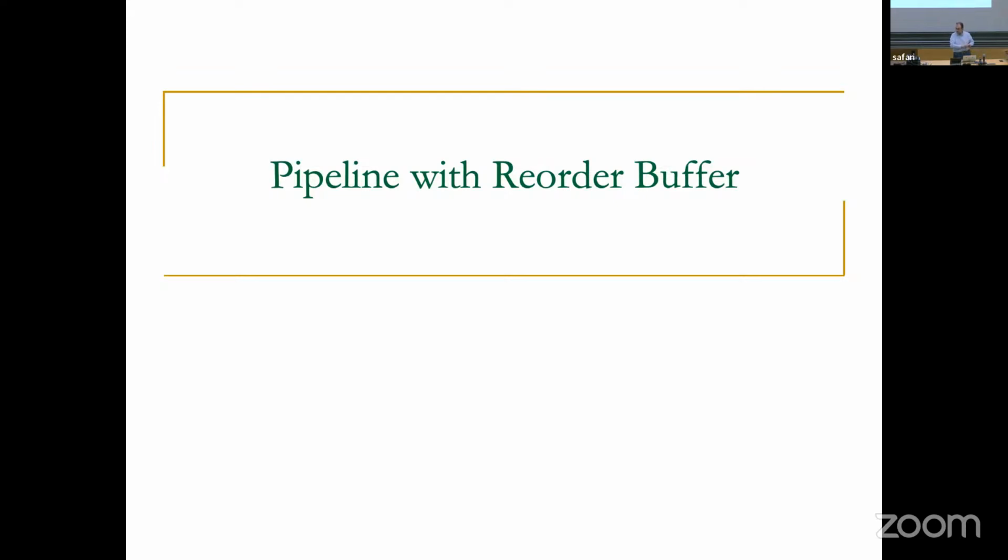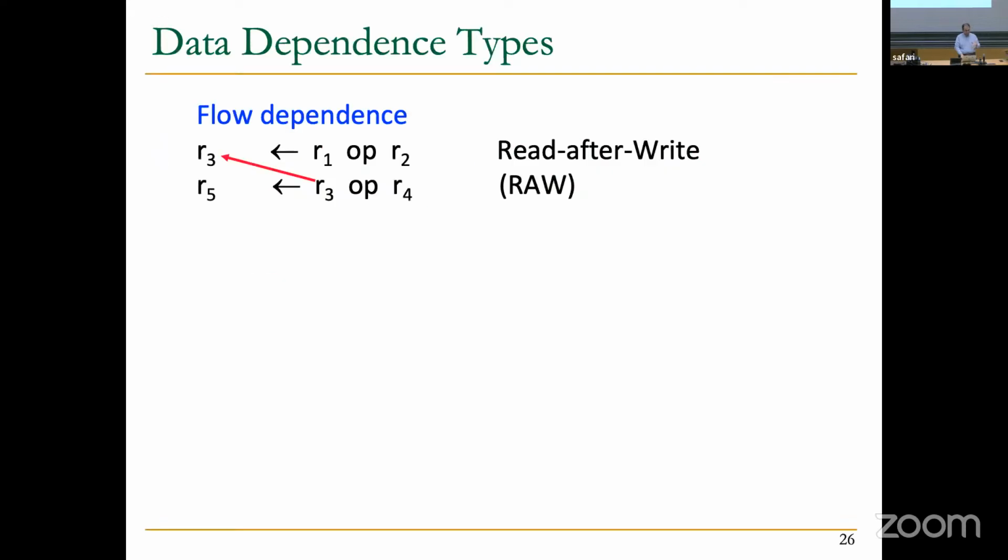Good. So I'm going to start with, okay, I think I will take this and then we can take some break. Now we want to see how we can add this reorder buffer to our pipeline. So this is a data dependence type that you know from the past lecture.